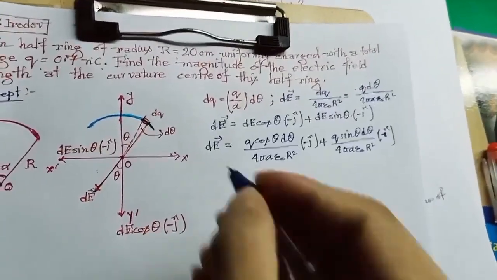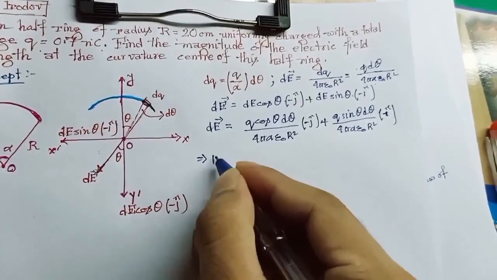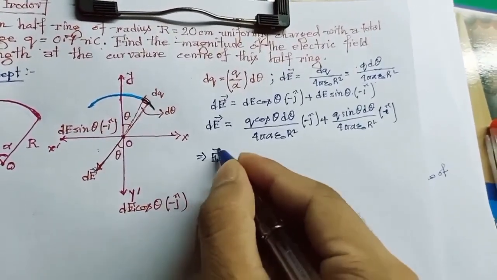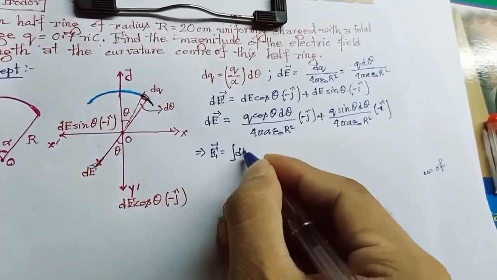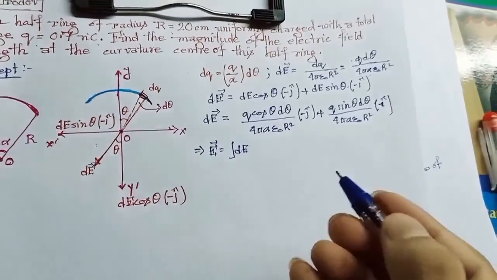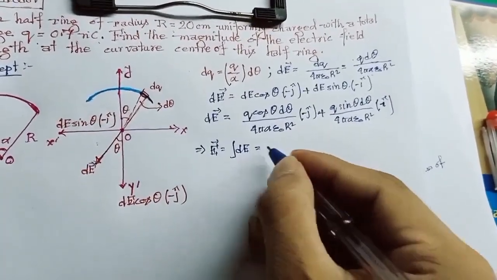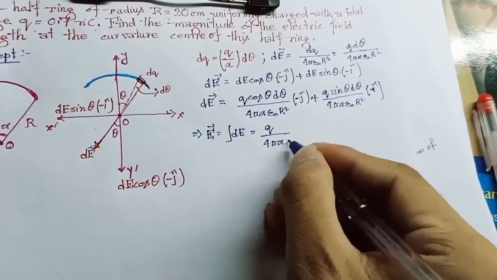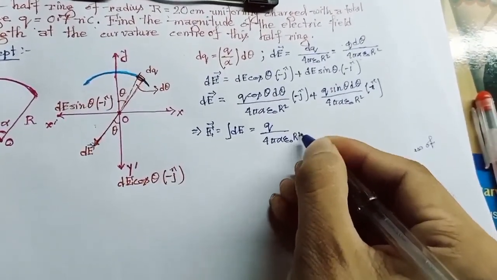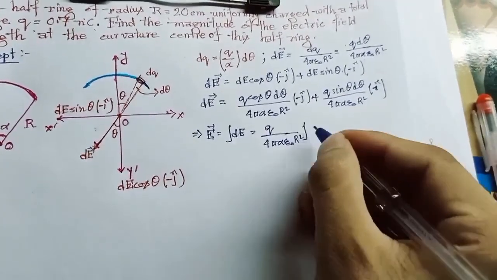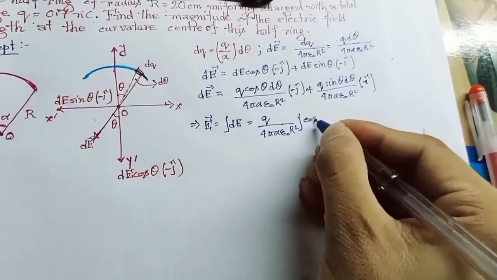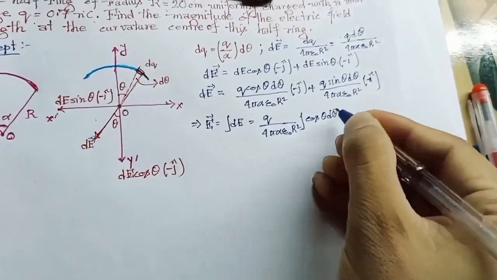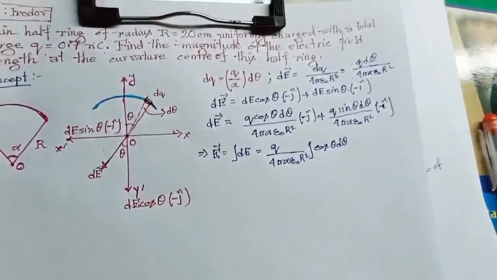Now if we want to find the total or net electric field, then we have to integrate this equation. Our total electric field E will be the integral of dE. If we find its integration, then the value will be equal to q divided by 4 pi alpha epsilon naught r square into the integration of cos theta d theta. Now we have to find the limits.